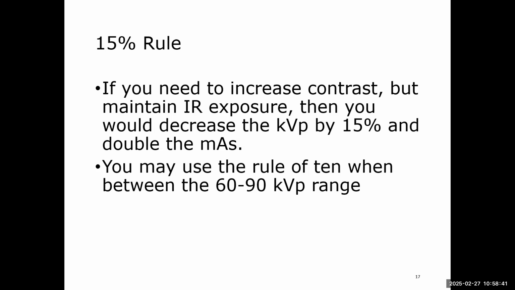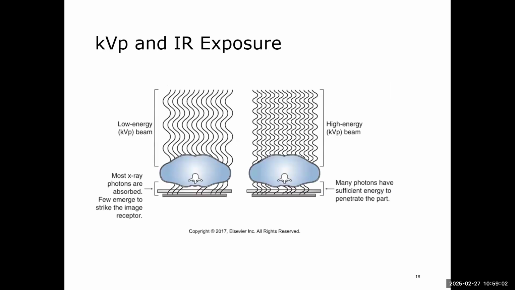The rule of 10 is just stating that between the KVP range of 60 to 90, that 15% is about 10 KVP. So it's just a way to easily do the math. So if I went from 60 to 70 KVP, I could just half my mass. As long as you stay within that 60 to 90 range, it keeps you pretty close.